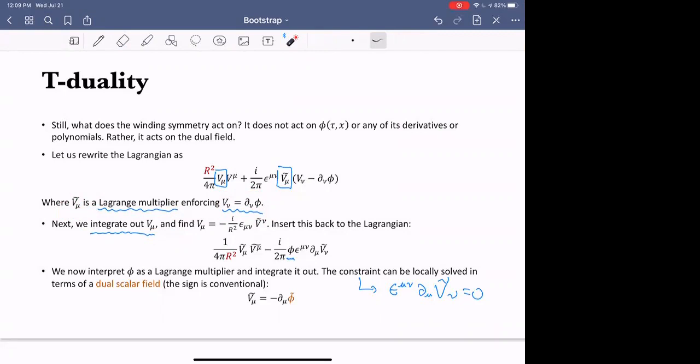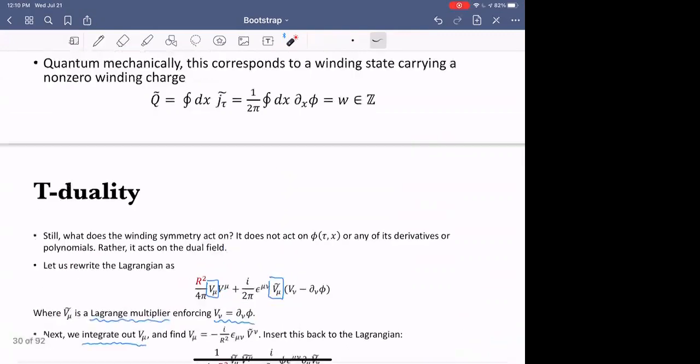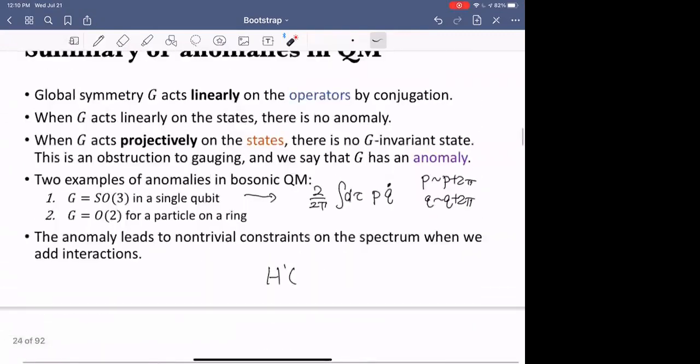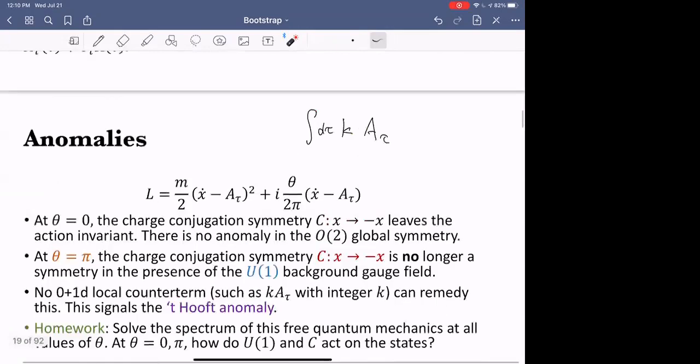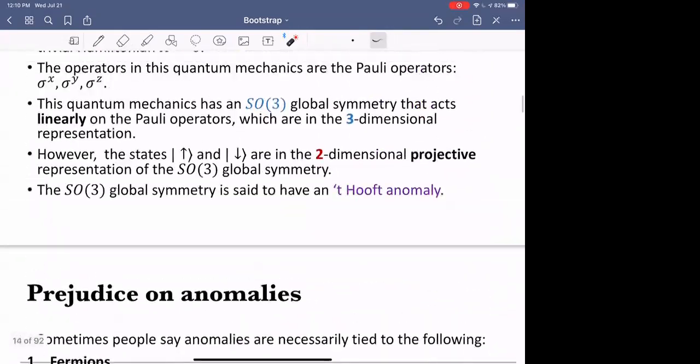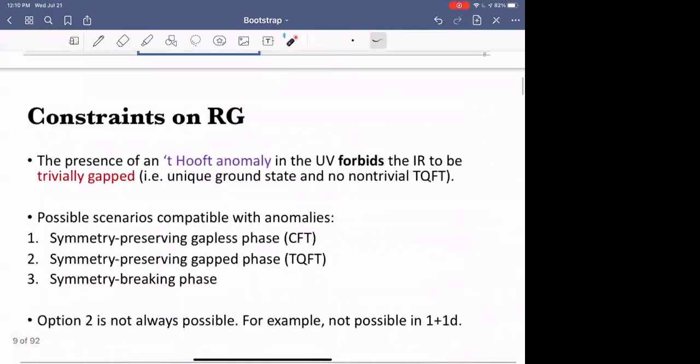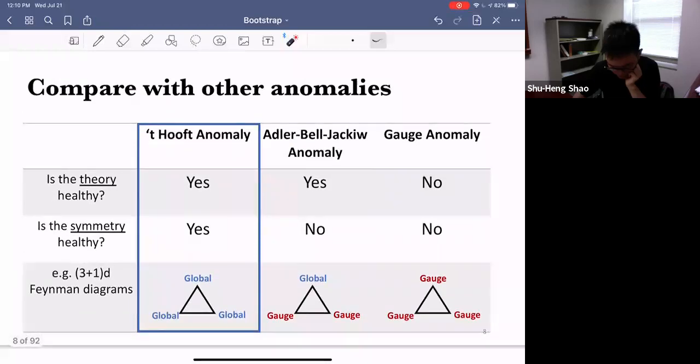Can I ask a basic question about the ABJ anomaly? The fact that it's not a true symmetry, can we see it from this point of view of coupling to background gauge fields, as we saw before? I think that's an interesting question. The answer is yes, but I think there's an interesting way to answer that.